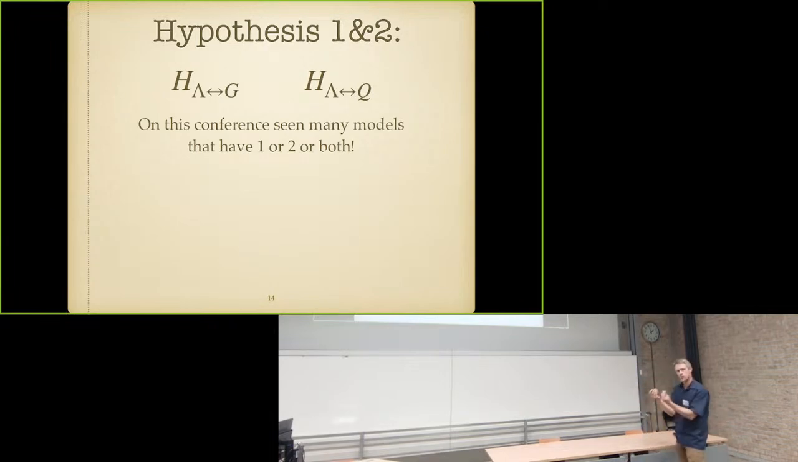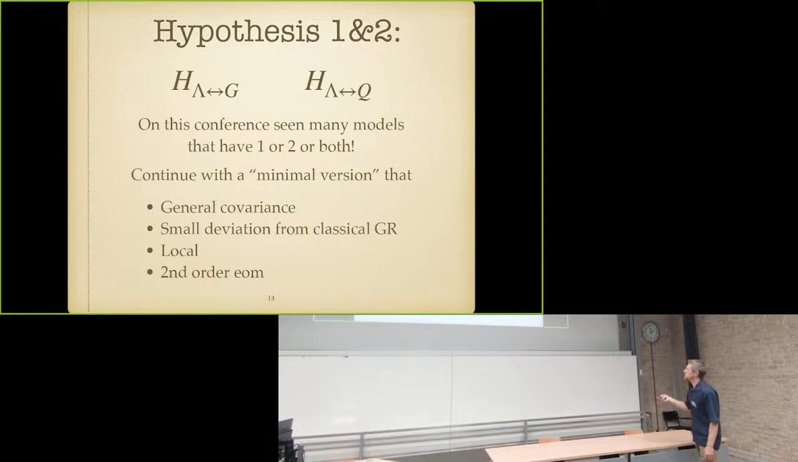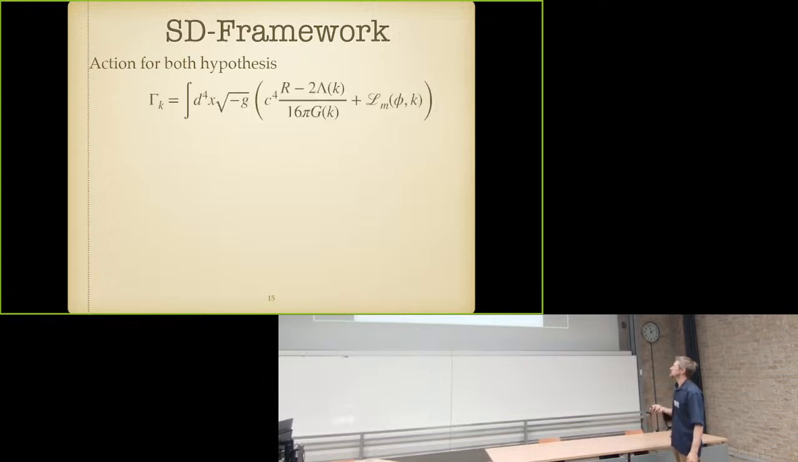Now, this is just an abstract hypothesis. We need a concrete model to calculate something. And this is now what we have been doing, but you might come with a different model. So our model is like a minimal version of this. What it includes is general covariance. We have just a small deviation from GR. It's a local description, and you only have second order equations of motion. So which I show you now, this is the model.